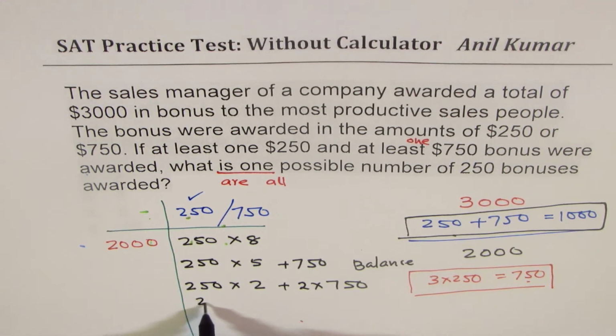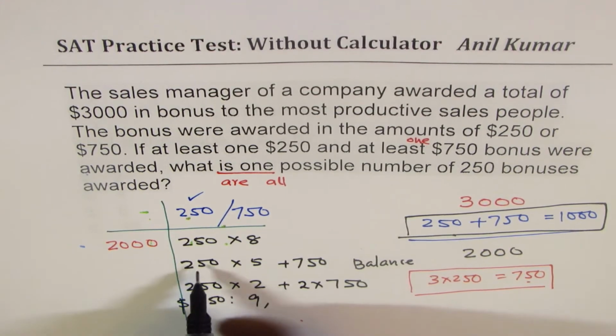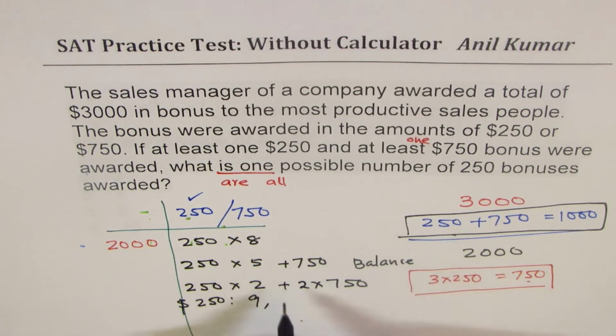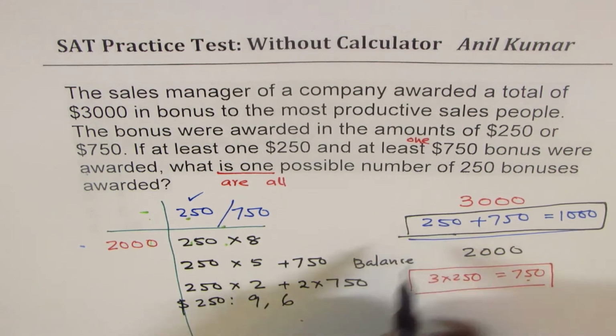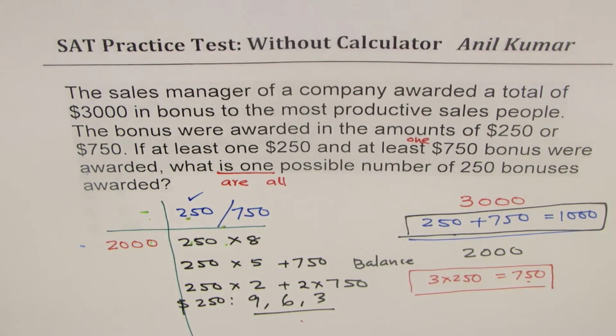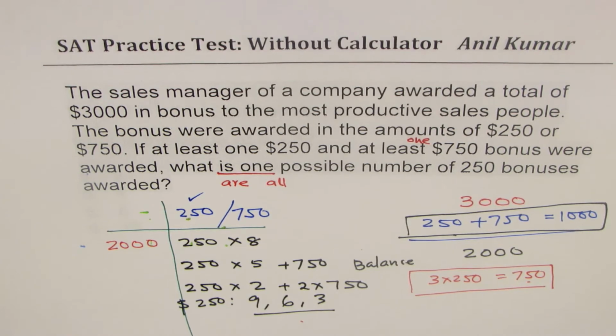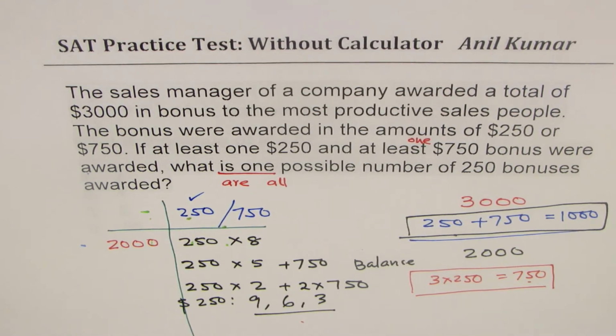So the number of 250s which we could give could be written as 8 plus 1, 9, 5 plus 1, 6, 2 plus 1, 3. So these are the numbers of 250s which could be provided to them. So I hope that makes sense, right? So let's move on and understand the other questions.